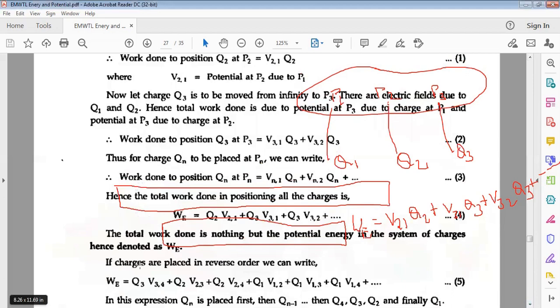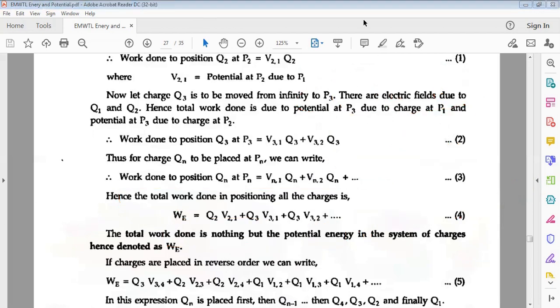Again, see, if the charges are placed in reverse order, we can write it as follows. Previously, we assumed an empty space. First, you place Q1 at position P1. Then you bring Q2 and place it at point P2. Then you bring Q3 and place it at position P3. Now you can continue the process in reverse order.